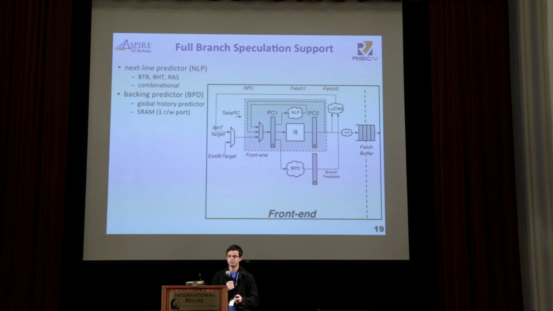I do full branch speculation. I have a next line predictor with BTB, return address stack, a combination of G-share in there so I can predict without bubbles. I also have a larger backing predictor implemented in SRAM. This gray box, this is all Rocket code. So I'm actually getting to steal all of the effort in terms of the iCache, the next line predictor, the virtual memory. I get all that for free. So that's pretty nice. Anytime we update that, I get that.